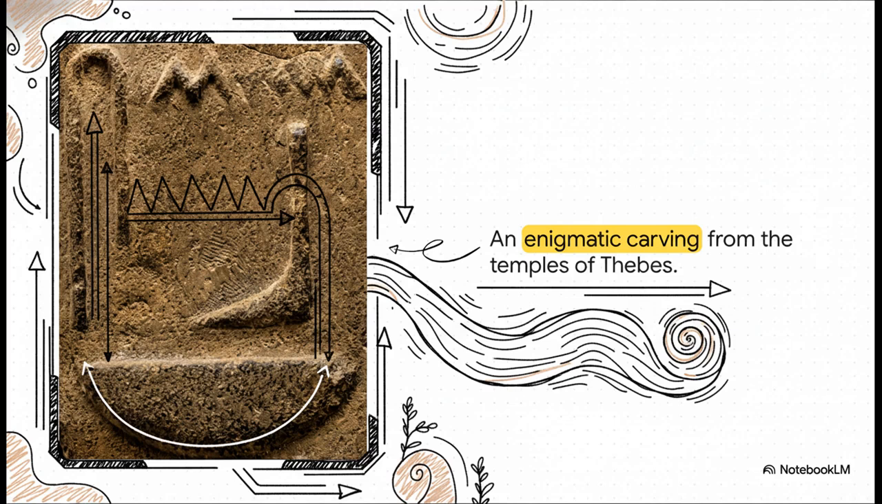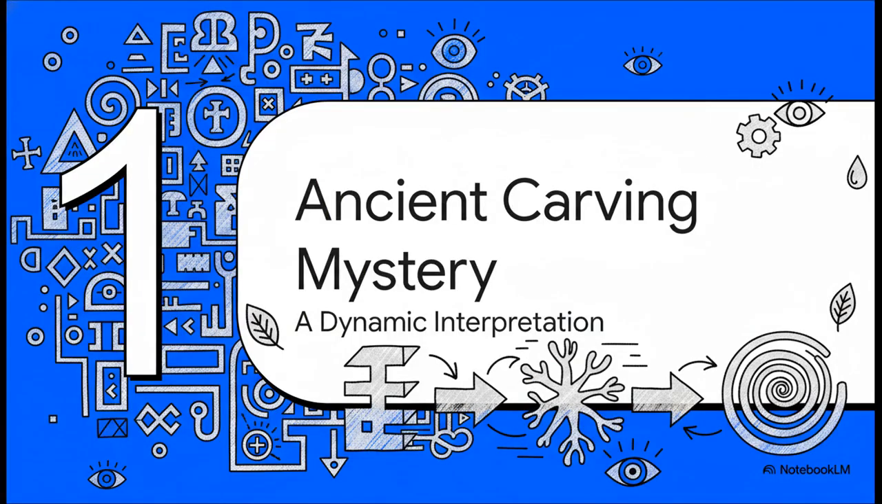Now, traditionally, historians and linguists would isolate these shapes and categorize them as individual phonetic symbols, just letters in a very old alphabet. But we are going to totally challenge that traditional view today. We're going to zoom in on the geometry, the deliberate spacing, and the undeniable mechanical flow carved right into this stone. All right, Section 1, the mystery of the ancient carving.